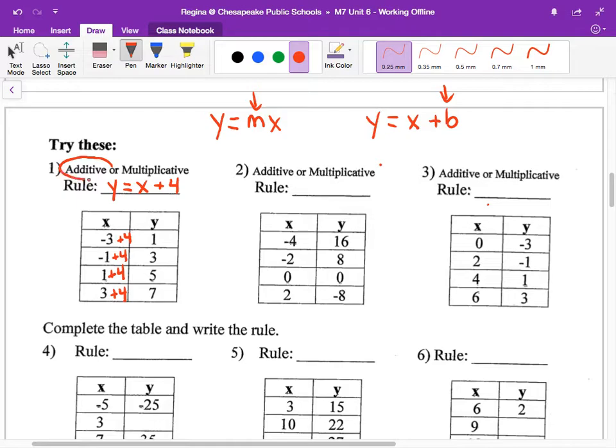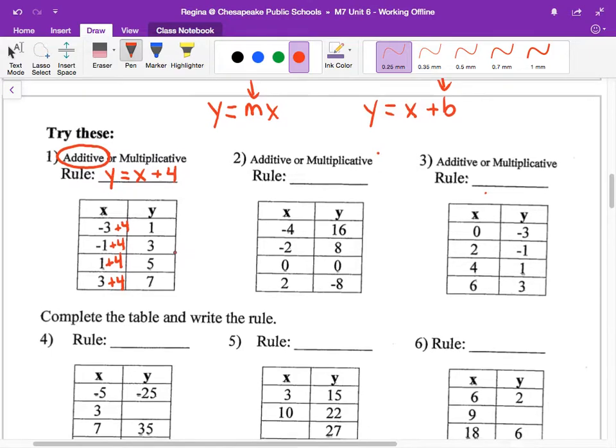And this is an additive relationship because we're adding. We're not multiplying by anything. And notice that Nathaniel had to find a rule that worked for every x value to get the y out. All right, let's look at the second one.